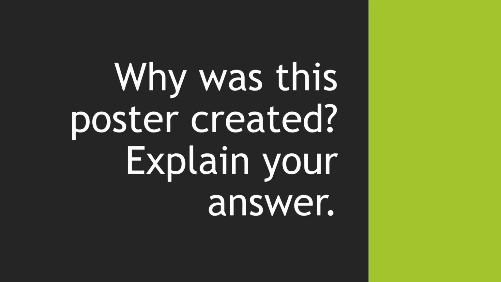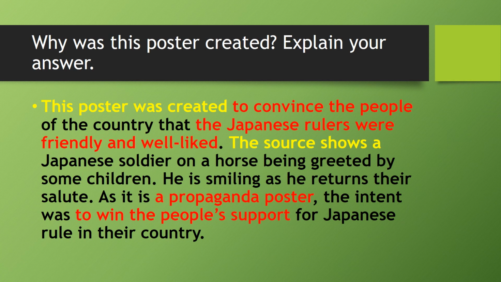So how do we put all this information together if we are asked a question like, why was this poster created? Explain your answer. A sample answer would look something like this. The phrases in red are the key information that had already been identified. The phrases in yellow are also important as they signal to the reader that you're addressing the question and you're basing your inference on the source itself.